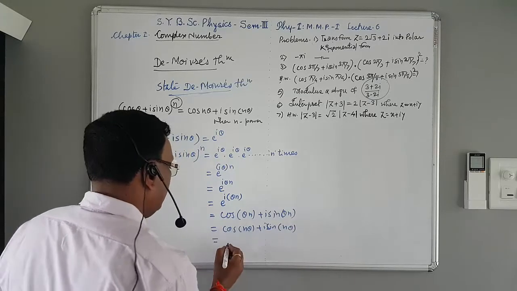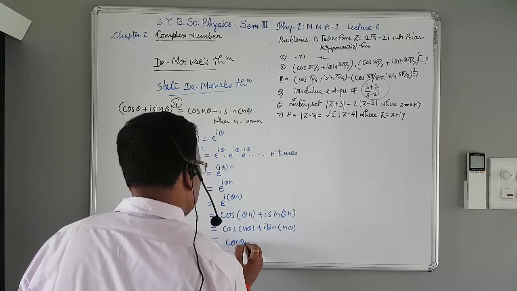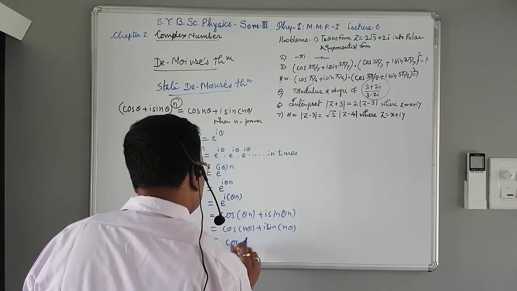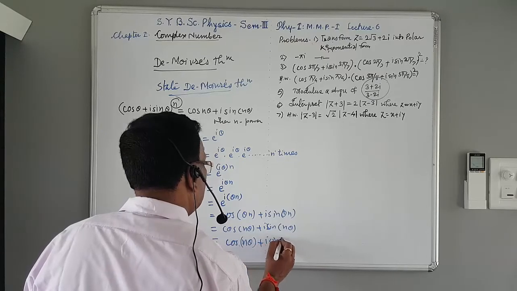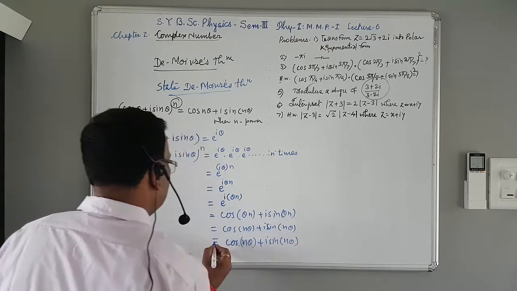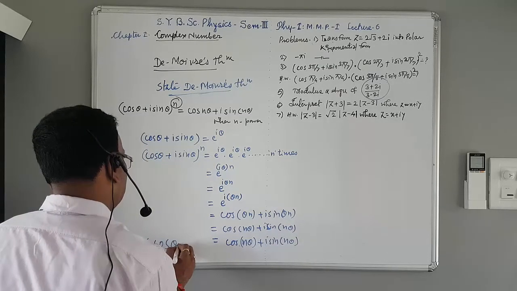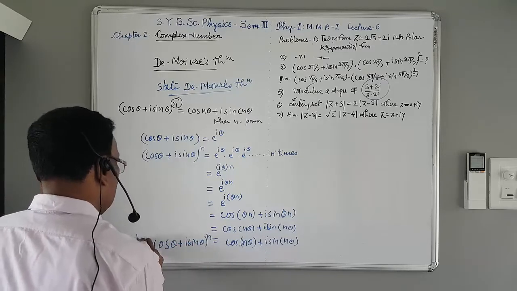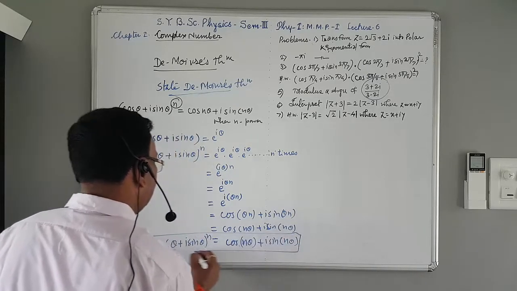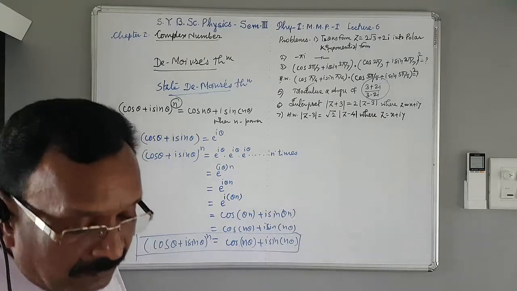And from this we can write cos n theta plus i sin n theta, which is nothing but (cos theta plus i sin theta) to the power n, and this is nothing but the very simple statement of de Moivre's theorem.